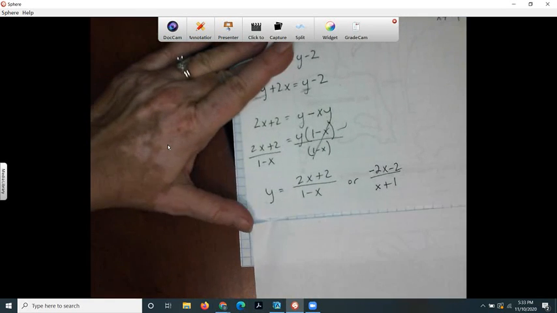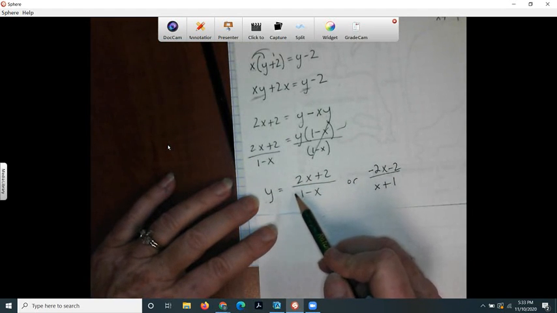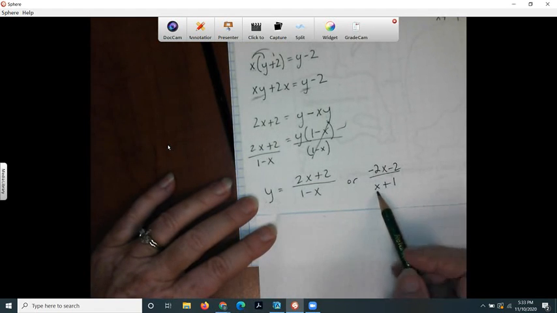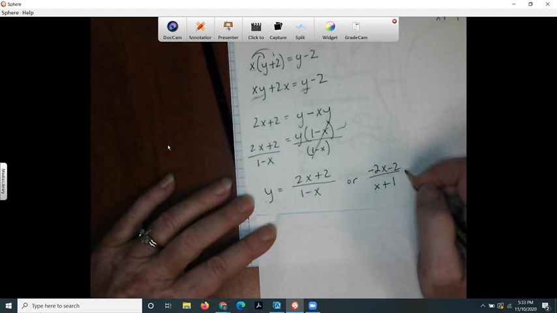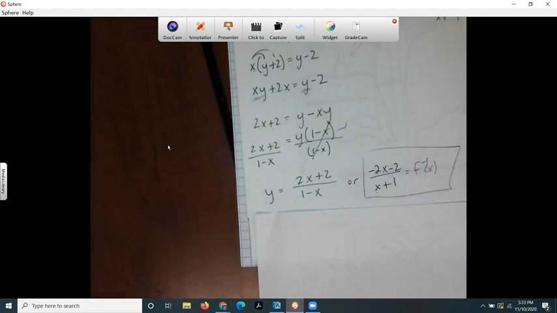If you want to do a little bit of algebra to this, you can multiply the bottom and the top of the fraction by -1, and then that allows you to write it this way if you want to. And this is f inverse of x. This is the inverse equation right here, f inverse of x. And that was problem 2-70.